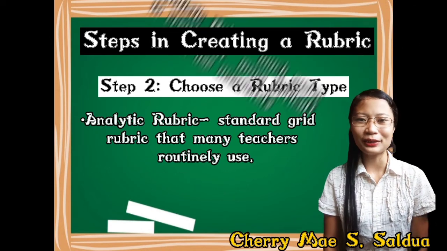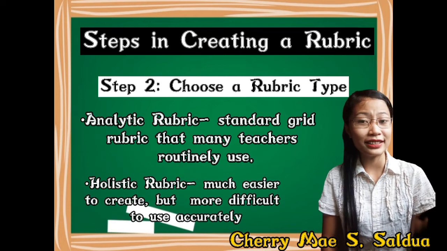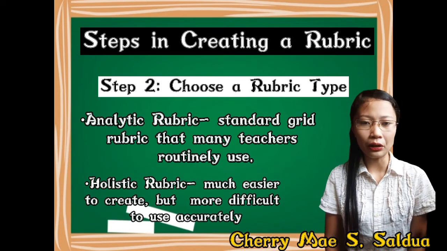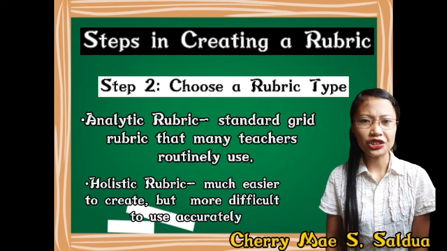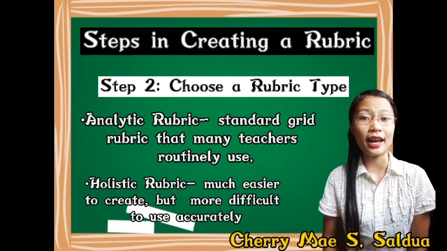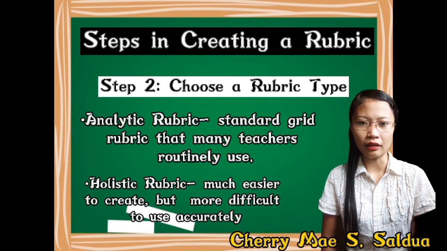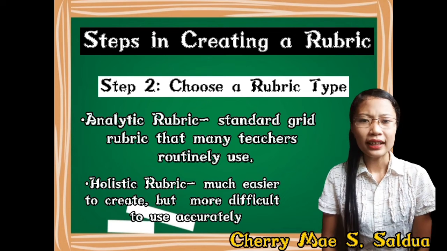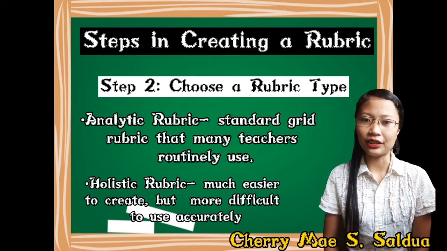The other one is the holistic rubric. It is much easier to create but much more difficult to use accurately. The teacher matches the student work in its entirety to a single description on the scale. But it does not leave room for detailed feedback on student work.